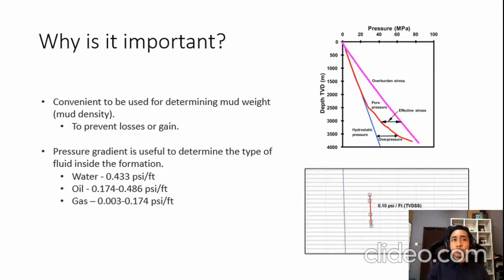Water will have a 0.433 psi per foot gradient, while oil usually is 0.15 up to 0.43, while gas is below 0.1 psi per foot. That is normally used in geological operations. It can also be used to determine the deficiency of hydrocarbon inside the formation if the wells are connected to the other wells.